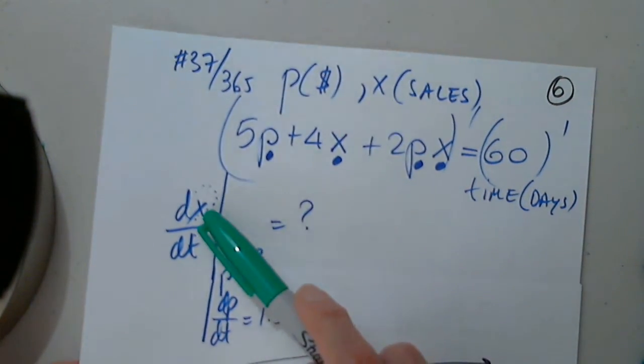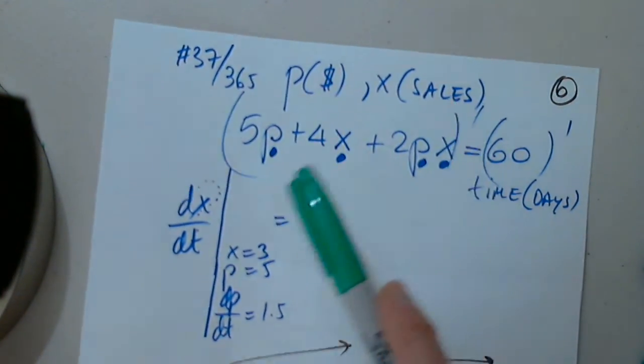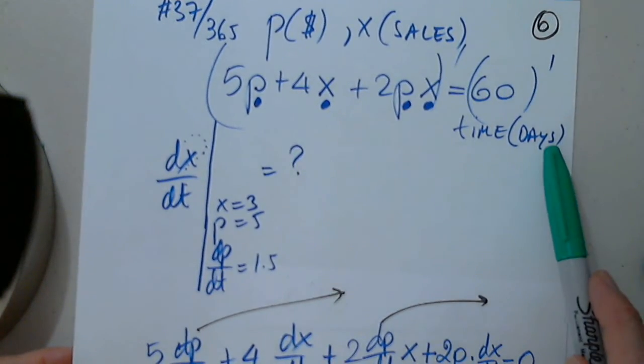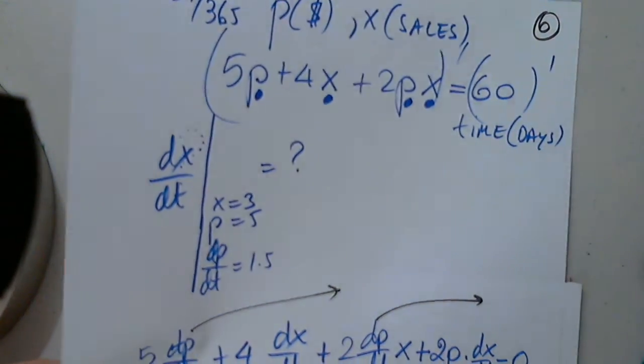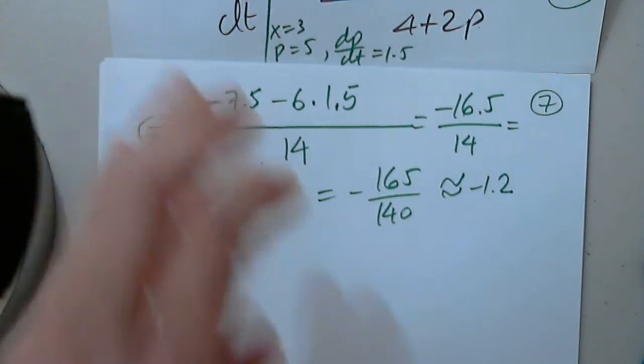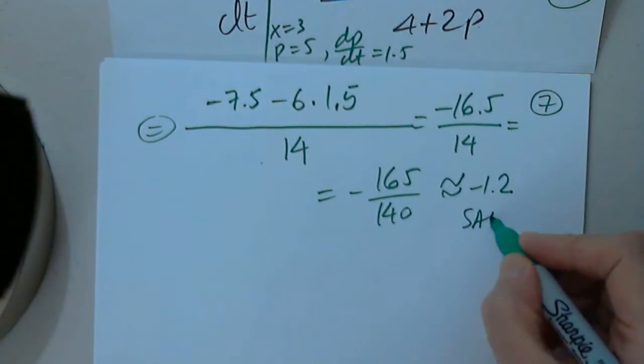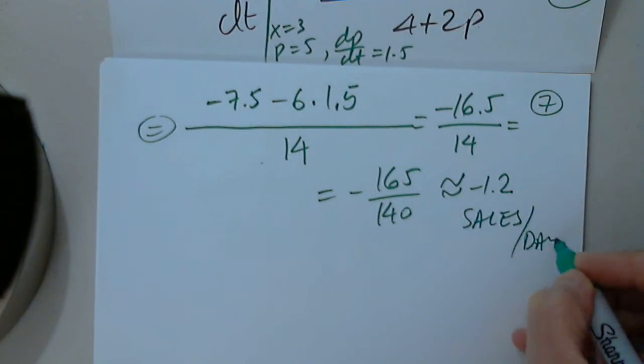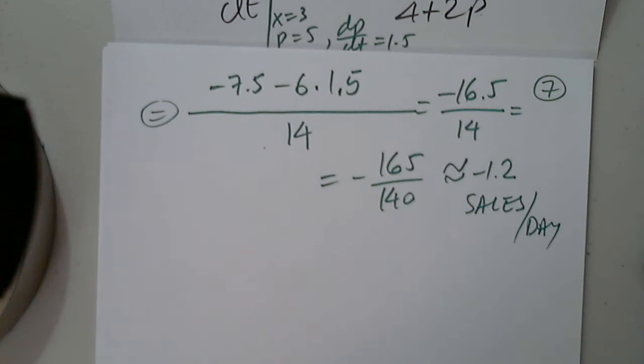Okay, now measurement unit. X sales. Time, days. Sales per day. Sales per day, excellent. So it's decreasing. Not good. Excellent. Okay, let's see another problem.